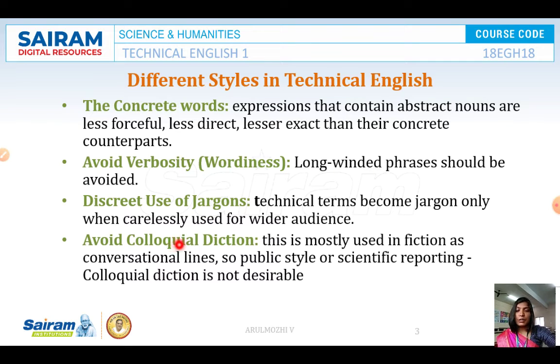Avoid colloquial diction. This is mostly used in fiction for conversational lines, in novels or dramas. But in public style or scientific reporting, colloquial diction is not desirable. In reporting, in journals or in research papers, you should avoid colloquial lines. You should go for a formal one.